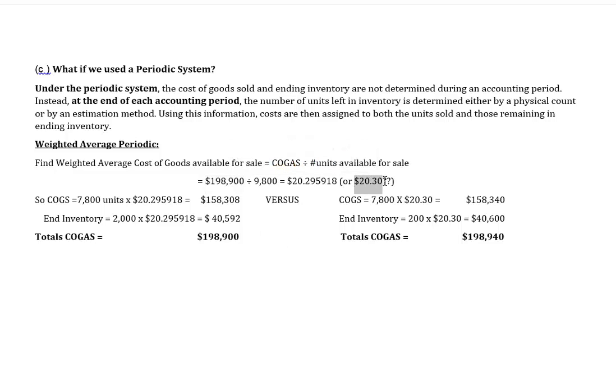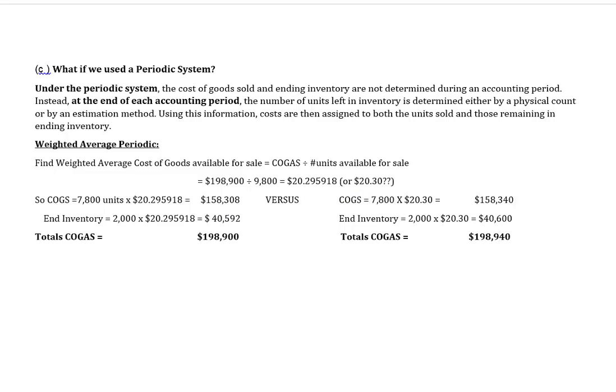If I rounded it, then I'm going to take my 7,800 units and multiply it by $20.30 if I'm rounding to the nearest cent, and then I'm going to get 158,340, which is different, right? And then in my ending inventory, I'm going to get 2,000 units times $20.30 rounded. That's going to give me 40,600. So now what I'm going to get is 198,940. So when you round, you lose some accuracy, right? You should be getting 198.9. But because you opted to round, you're going to get 940. So you're going to be $40 different.